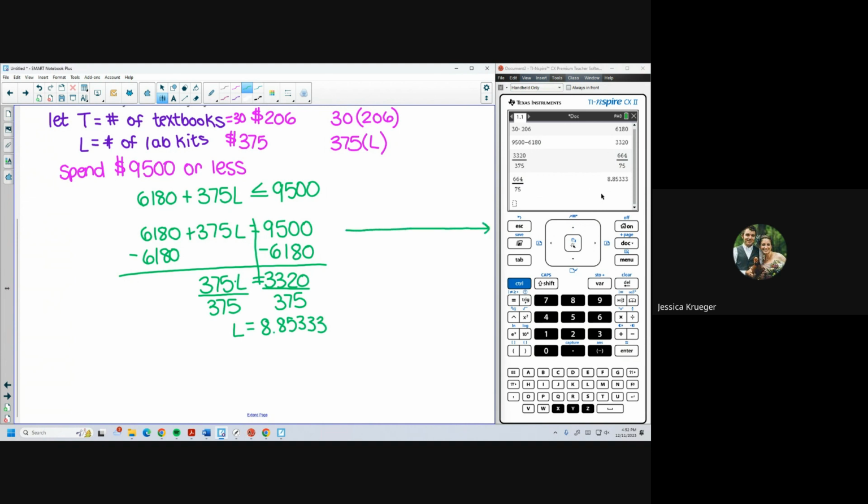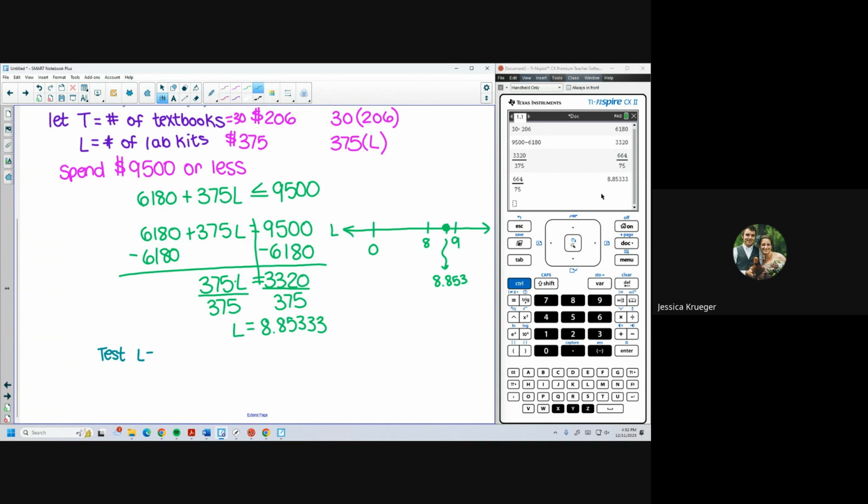So I'm going to set this up on a number line. Here's 0. This number line represents the number of lab kits. Here's 8 lab kits. Here's 9 lab kits. 8.85 is going to be about here. Okay. So I know that's my boundary point. Second thing I need to figure out is which direction do I shade? So now I'm going to use my test point.